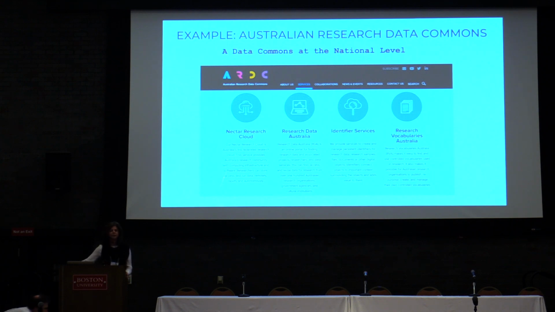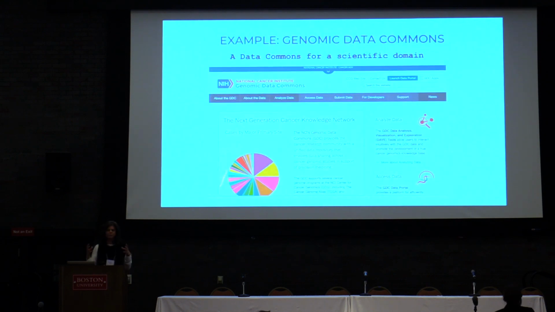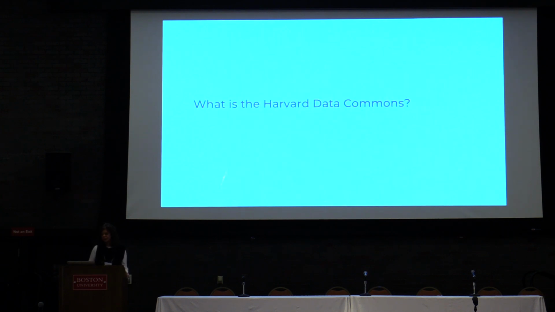Here are a couple of examples of what a data commons can be. Australia has started the Australian Research Data Commons, which is a set of services that work well together to support researchers in the cloud and access to data. For a more specific, domain-centric data commons, an example is the Genomic Data Commons by NIH. In this case, they provide all the specific tools needed not only for accessing the data, but also for exploring that data and merging it with other data sets.